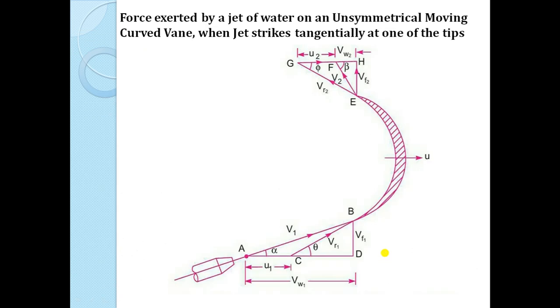Now coming to an important topic. This topic is the force exerted by the jet of water on an unsymmetrical moving curved vane. Here the jet is striking the curved vane tangentially at one of the tips. So in this case, the vane is also moving while the jet is striking. Here the curved vane is unsymmetrical.